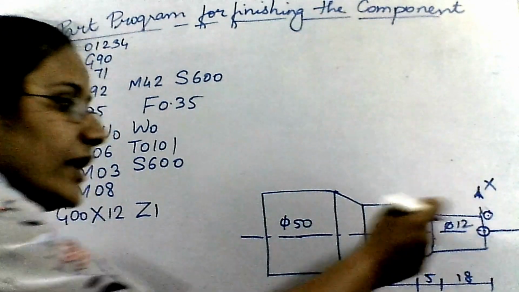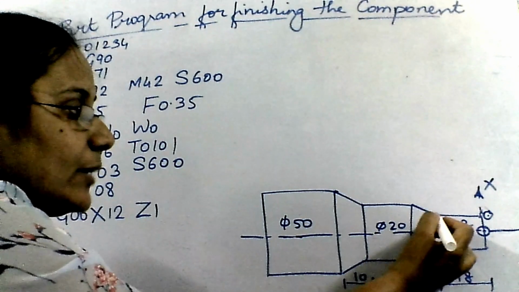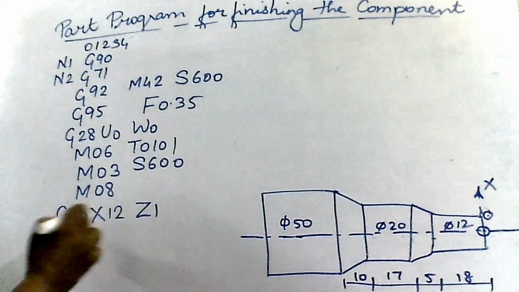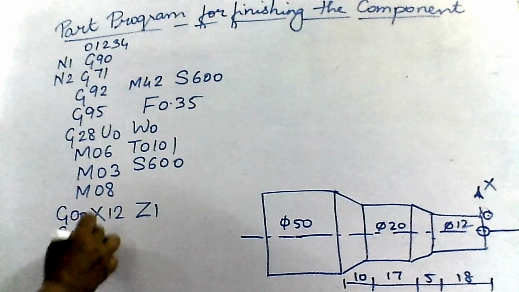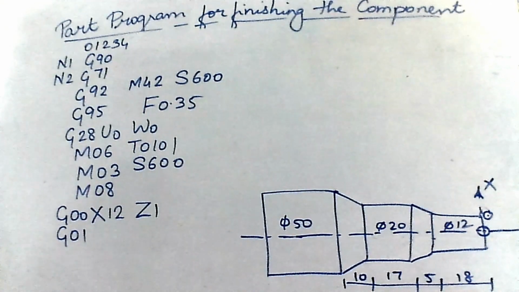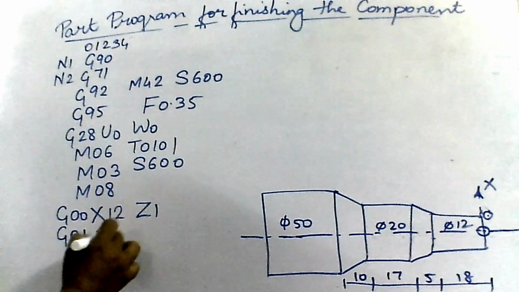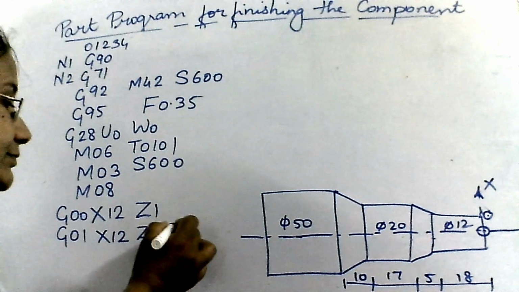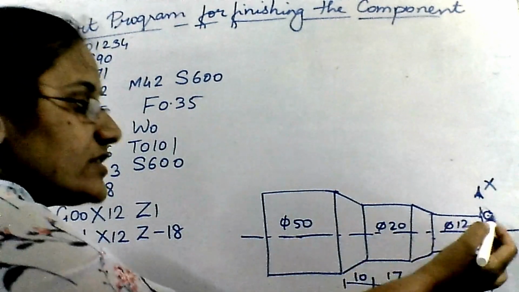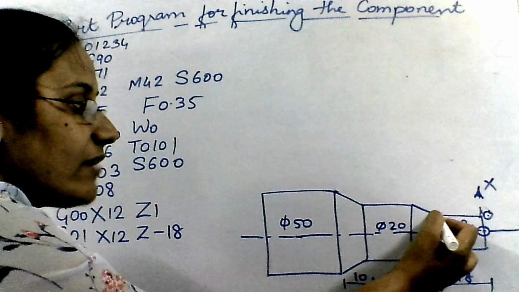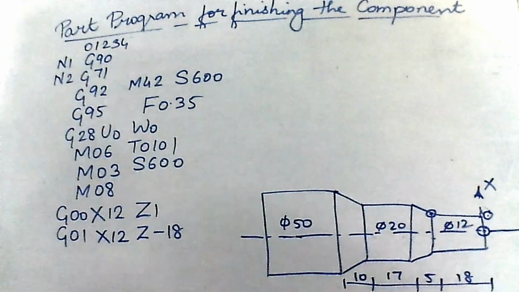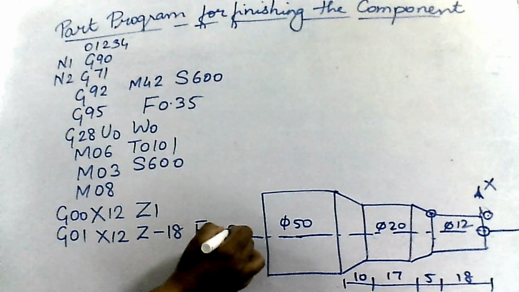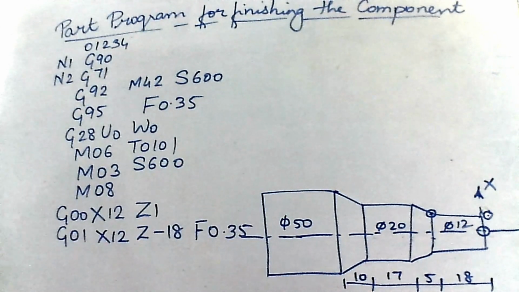Now I have to move to the left, up till this point. Up till this point the diameter is 12 mm. So it is linear interpolation. For that I will use the code G01. X would be 12 and Z would be minus 18. So my tool started from here and it has travelled up till this point. Along with that I will also mention the feed rate as 0.35.